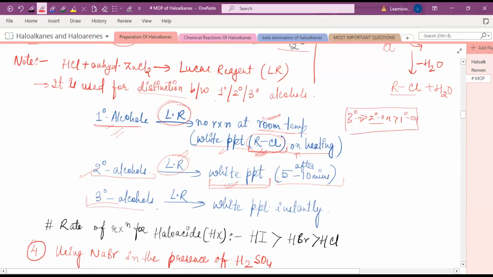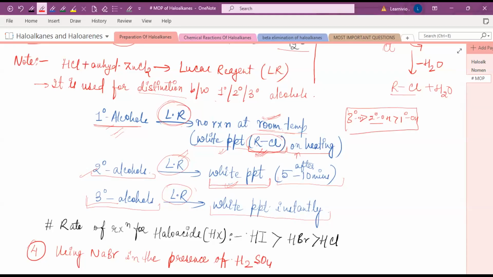So when your alcohol is a tertiary one, on addition of Lucas reagent, it gives a white precipitate instantly, right? For example, your alcohol is a 3 degree alcohol, and when you put anhydrous ZnCl2 and HCl in this, you instantly get a white precipitate. As soon as you add the reagent, you get it. So you should understand at that time that yeah, this alcohol is a tertiary one, right?